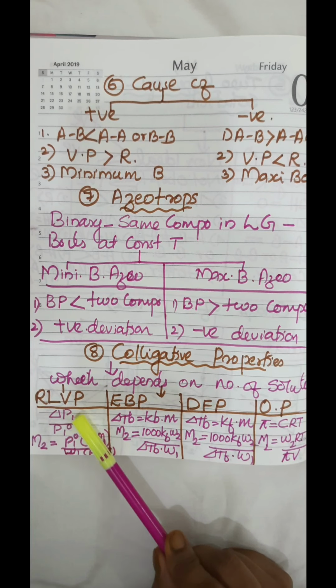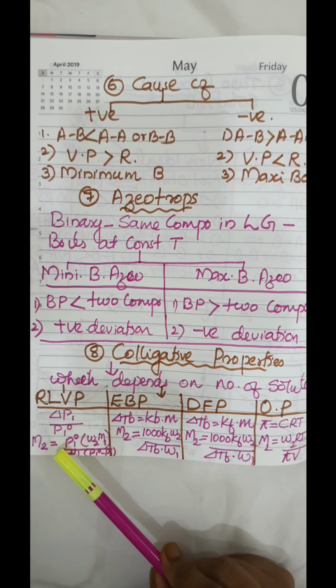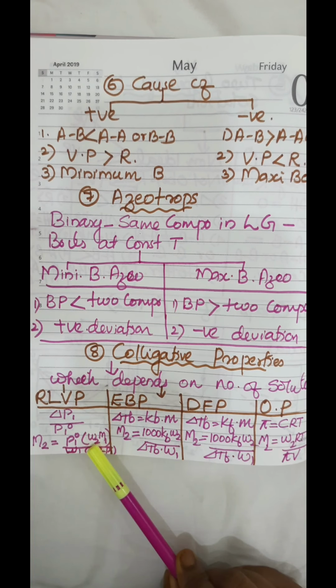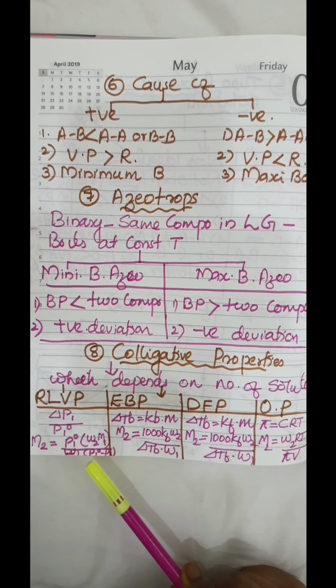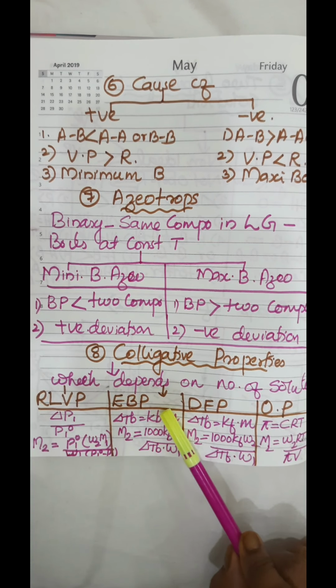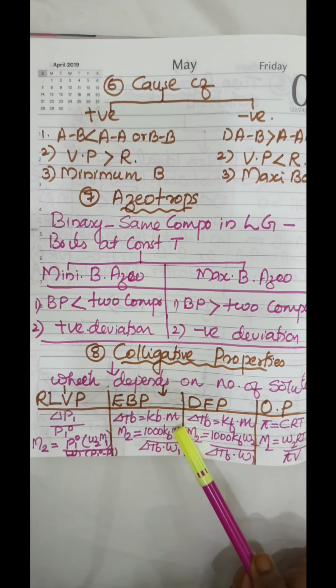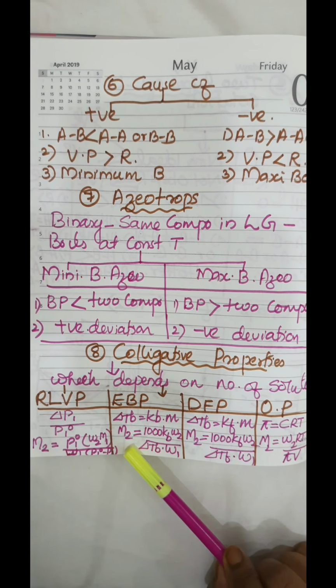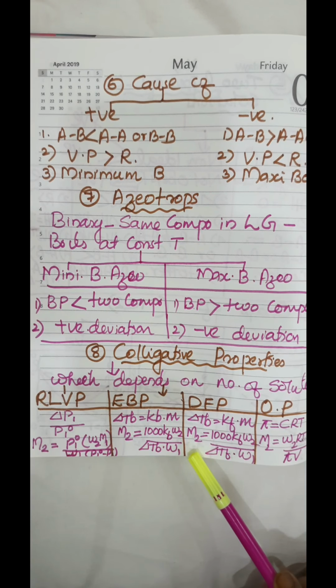Then what is relative lowering of vapor pressure? It is ΔP1 by P1⁰, and the formula for molecular mass from this is P1⁰ into W2 M1 divided by W1 into (P1⁰ minus P1). And the second one is elevation in boiling point. What is elevation in boiling point? It is ΔTb, and the equation is ΔTb equal to Kb into m. Now the formula for molecular mass is 1000 Kb W2 divided by ΔTb into W1.